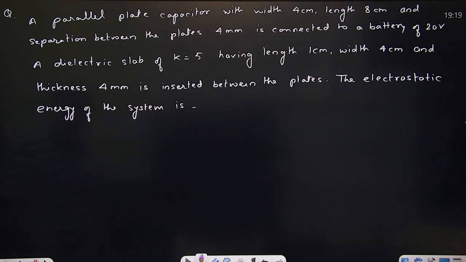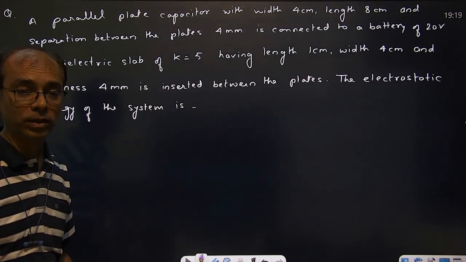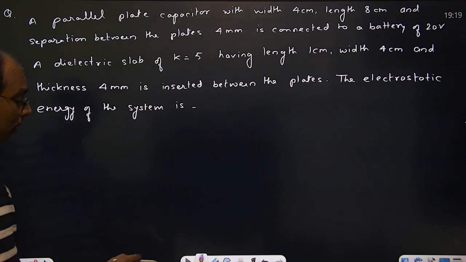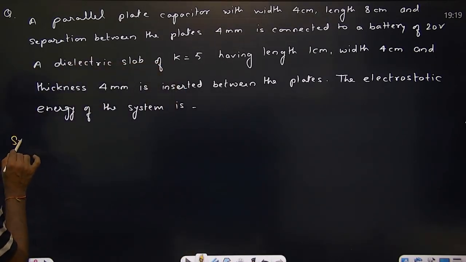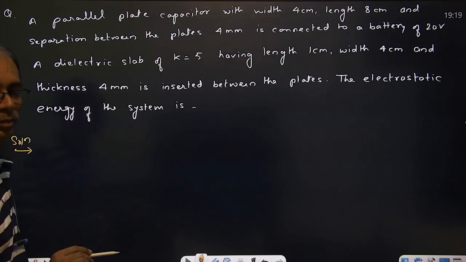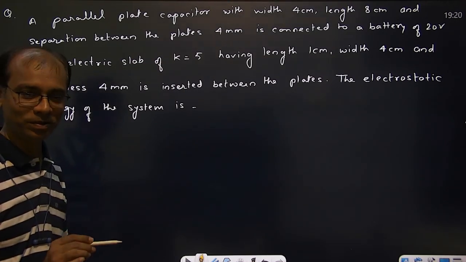Okay, let's see what this is now. A parallel plate capacitor with width 4 centimeter, length 8 centimeter, and separation between the plates 4 mm is connected to a battery of 20 volt. A dielectric slab of K equal to 5 having length 1 centimeter, width 4 centimeter, thickness 4 mm is inserted between the plates. Find the electrostatic energy of the system. Read it twice or thrice, because the language is difficult to understand. I'll explain, but ultimately you have to solve it in the exam, not me.